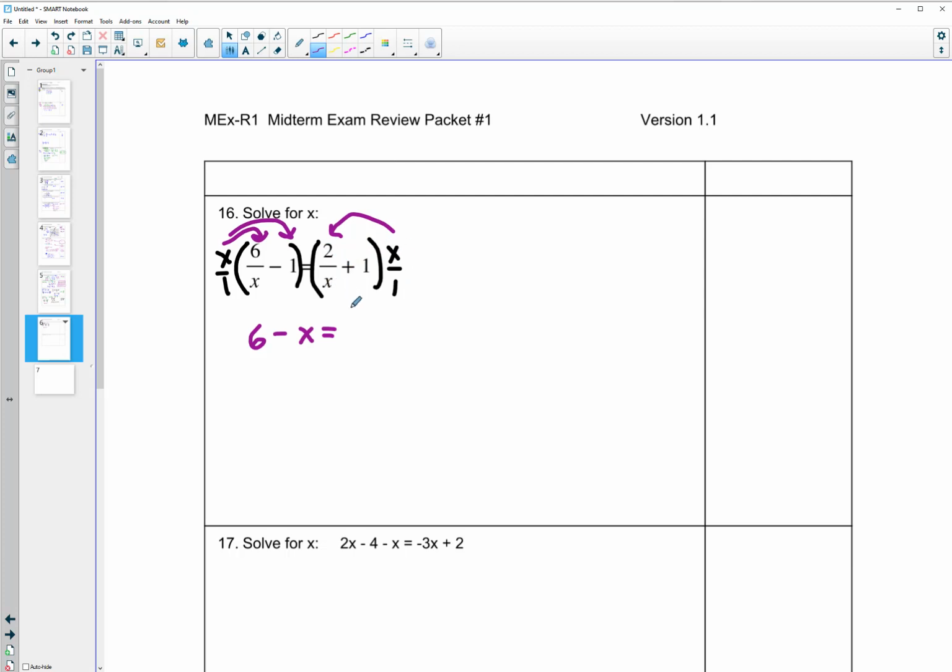So x over x is 1, so I'm left with a 2. And then 1 times x over 1 is plus x. Okay, and then this is crazy easy. We're just going to add x to both sides. We always want to get our x terms first together. I'm doing the inverse operation of subtraction by adding here. I get 6 equals 2 plus x. And then I'm just going to subtract 2 from both sides.